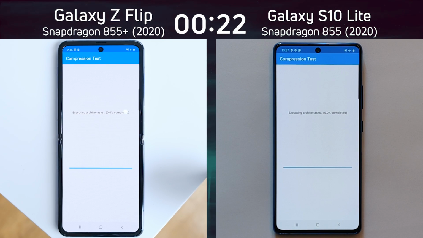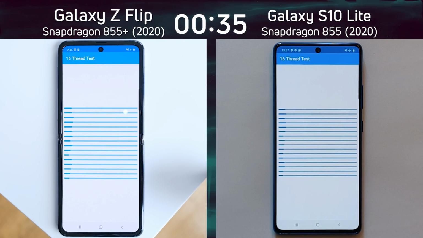That was neck and neck there as they swapped from one test to the other into the compression test. That was, well, unless I was looking at that frame by frame, I wouldn't be able to tell you which one was in the lead. This is going to be a close race to the very end, as there was a tiny lead there now by the Galaxy Z Flip.